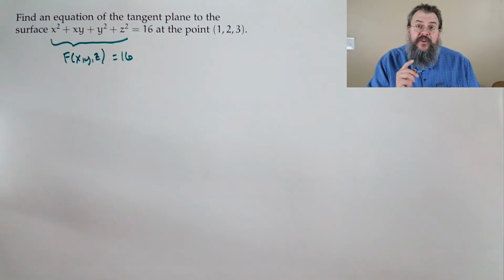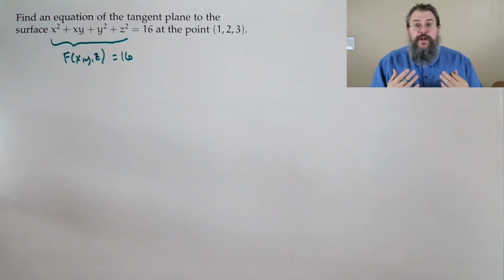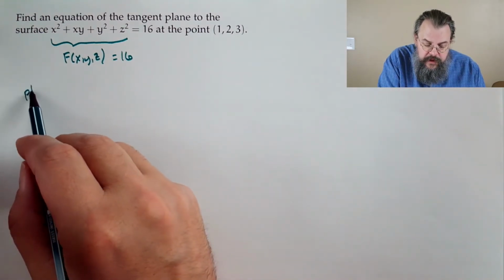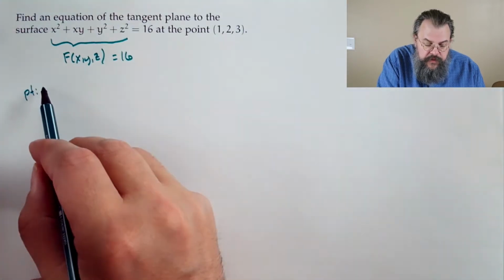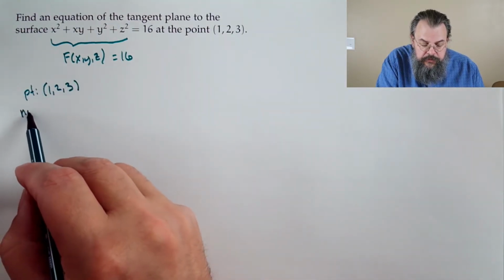Now we're after a tangent plane. Whenever you hear a problem that says find a plane, you should think to yourself, I need to have a point and a normal. Well, we have a point, so what's our point? Well, it's (1, 2, 3). Great, easy. What's our normal?